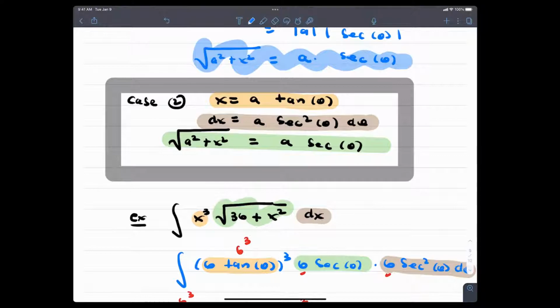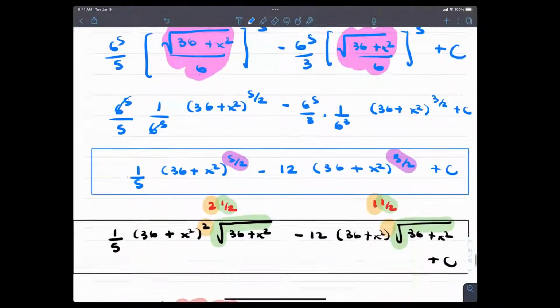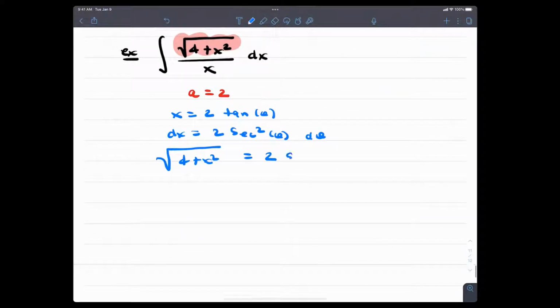Some books just, I don't think your book does it this way. I don't think your book gives you the radical too. Some books do, but you can derive it once, twice, whatever you need. I'm fine with that. So now this becomes, by trig sub, no space.